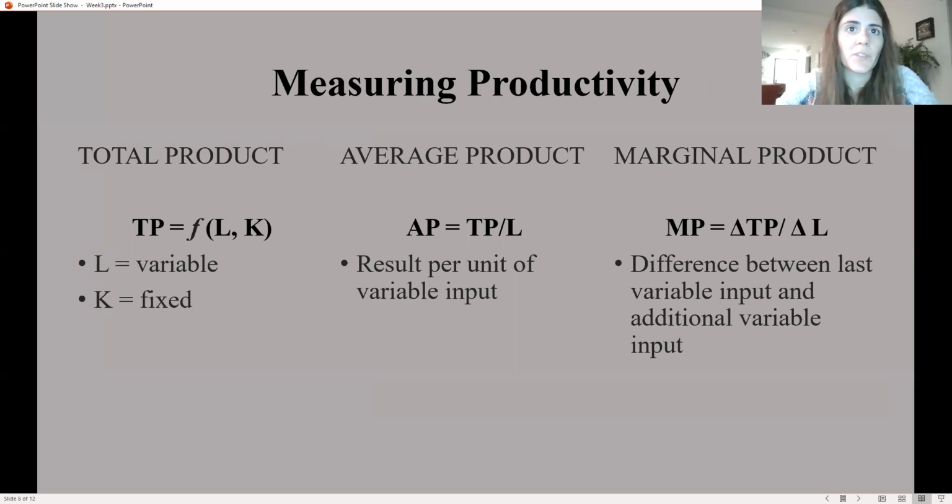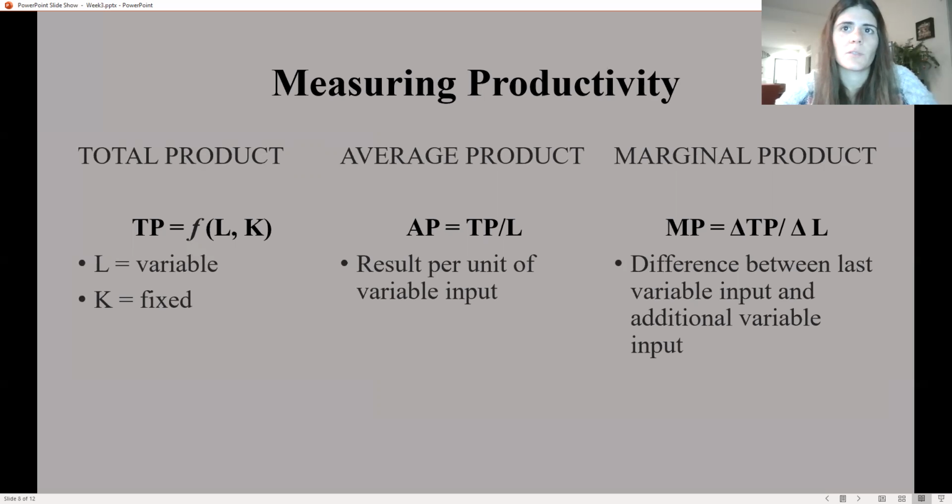As I said before, a short-run production function involves the use of at least one fixed input in the production process. We can measure productivity in 3 different ways: total product, average product, and marginal product. The total product is the outcome of labor and capital, where capital is fixed. In this situation, the labor will directly impact the results of the company.